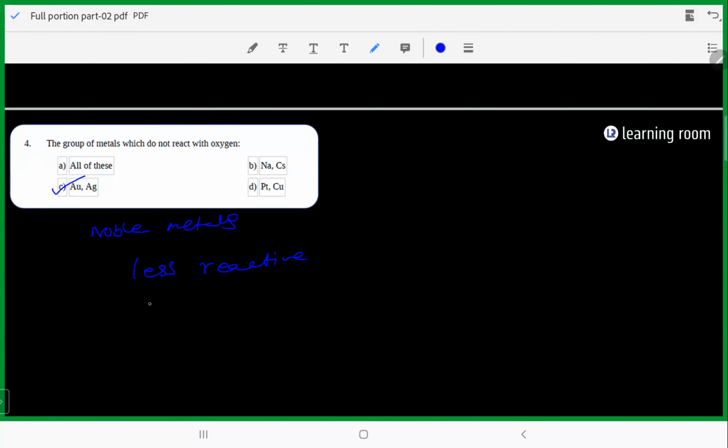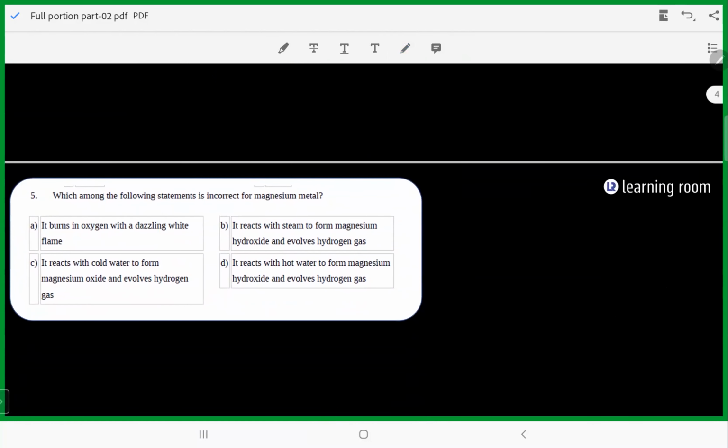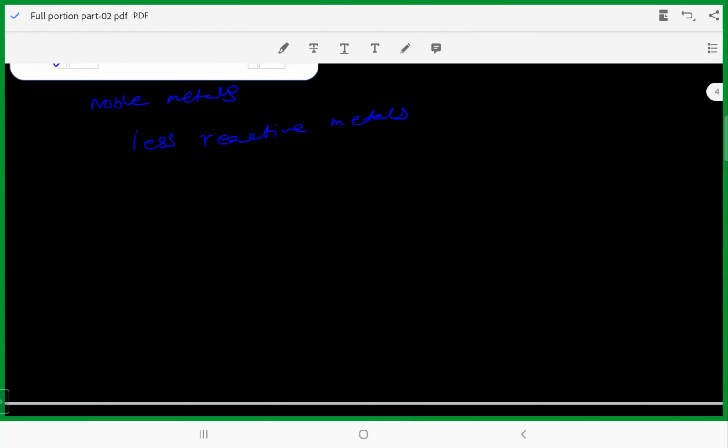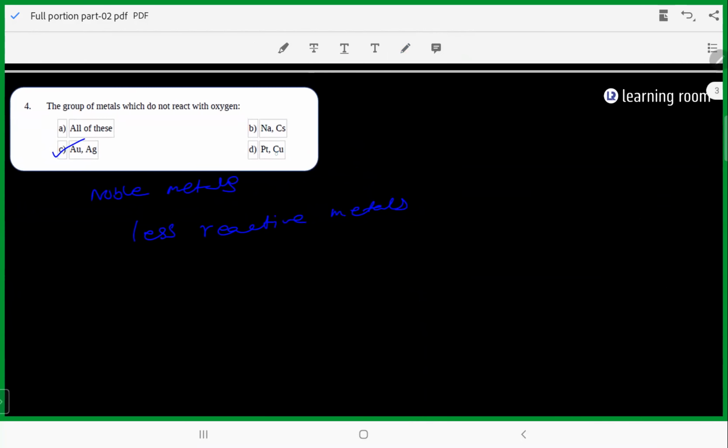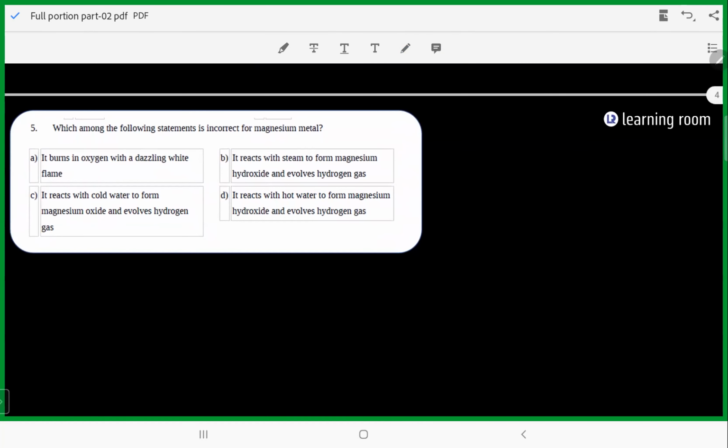So less reactive metals, that is the reason why. And then, does platinum react with oxygen? Whereas copper will react with oxygen. So that pair will not come. So the question asked the group of metals which do not react with oxygen. That is why. And then, which among the following statements is incorrect for the magnesium metal?